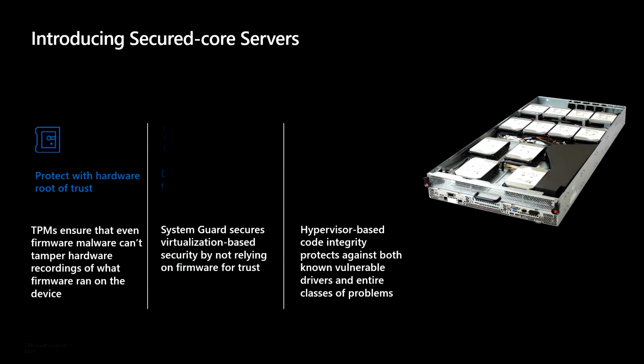And so with the introduction of Secured-core Server, it aims to reduce the possibility of such attacks. Secured-core Servers are built around 3 distinct security pillars. First, protect the device with hardware root of trust, defend the device against firmware-level attacks, and prevent unverified code from accessing and running on the system.